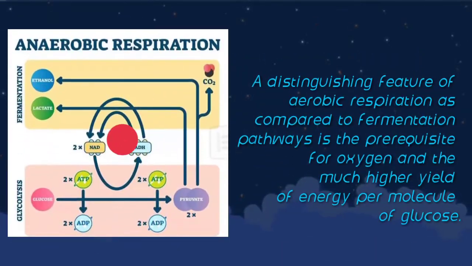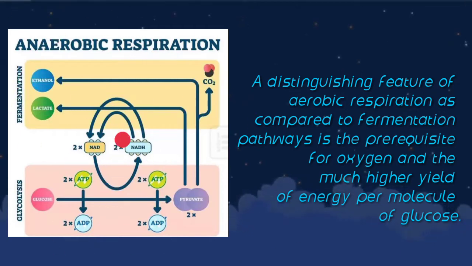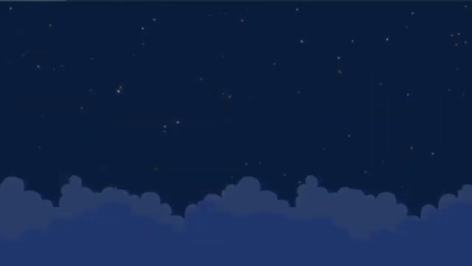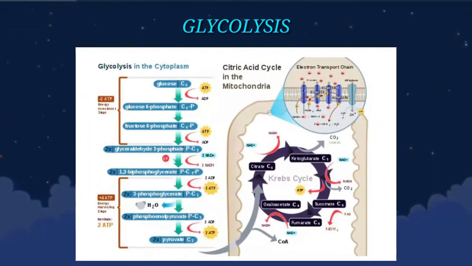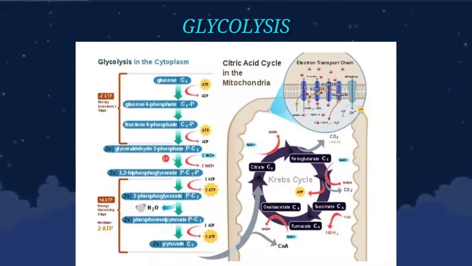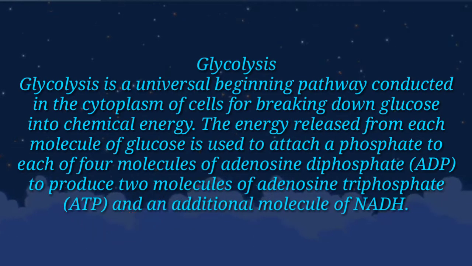A distinguishing feature of aerobic respiration as compared to fermentation pathways is the prerequisite for oxygen and the much higher yield of energy per molecule of glucose. Glycolysis is a universal beginning pathway conducted in the cytoplasm of cells for breaking down glucose into chemical energy.